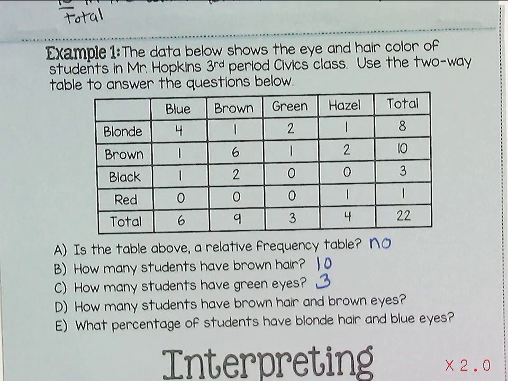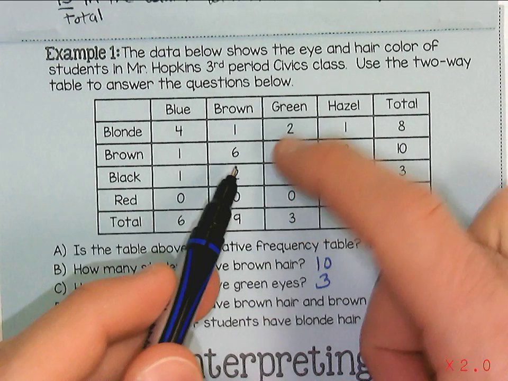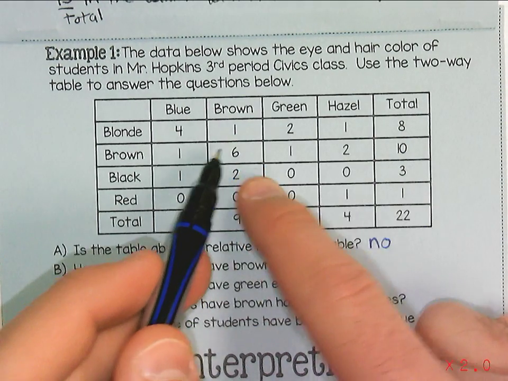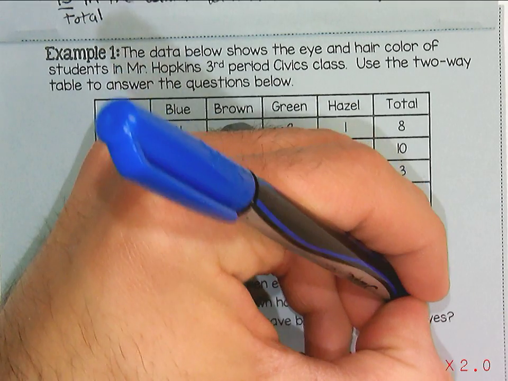Next, how many students have brown hair and brown eyes? So we're looking at a joint frequency here. So it says brown hair, brown eyes. We see that matches up here in this box that says 6. So that total is 6.